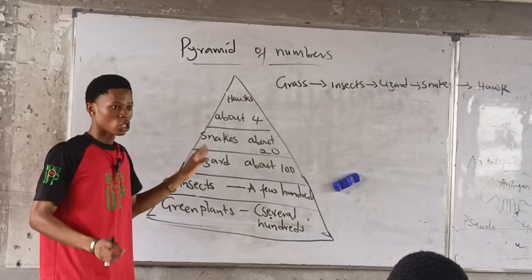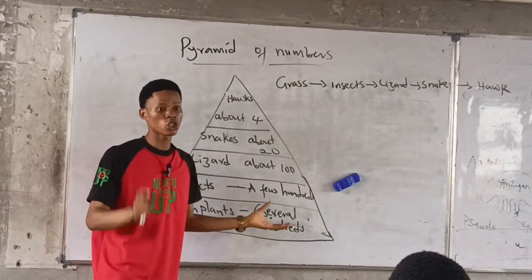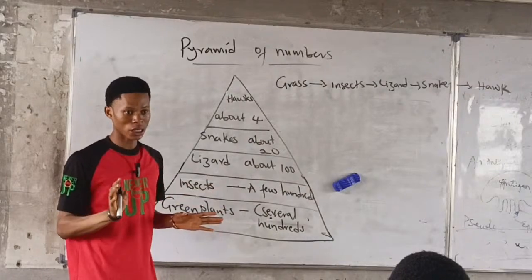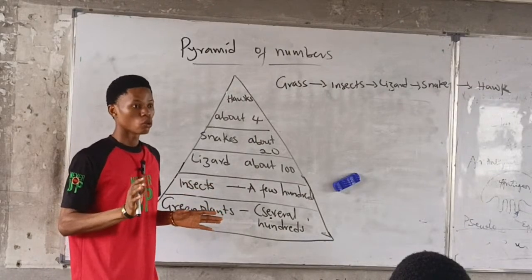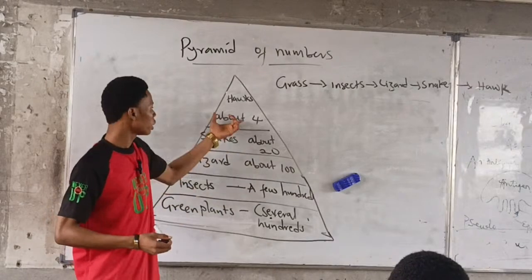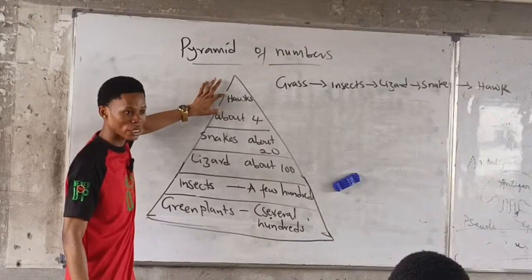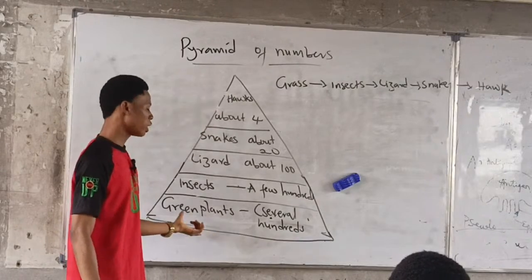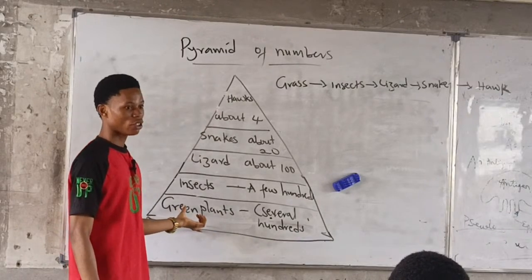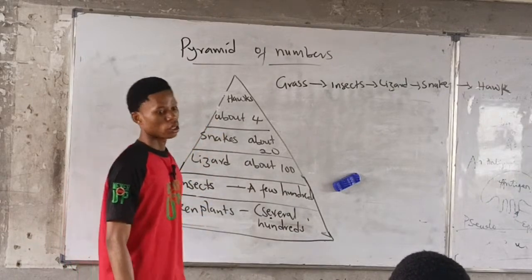Do you understand? So pyramid of number, we are talking about the number of individual organisms in each trophic level. Do you understand that? Which one has the highest organisms? Which trophic level? The one at the top of the pyramid has the lowest organisms, right? While the one at the bottom, which is the green plants, has the highest. Do you understand that? All right.